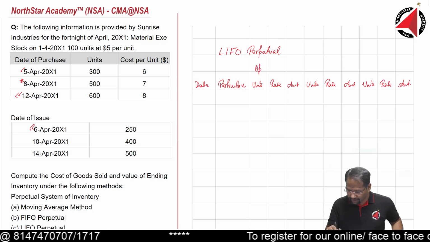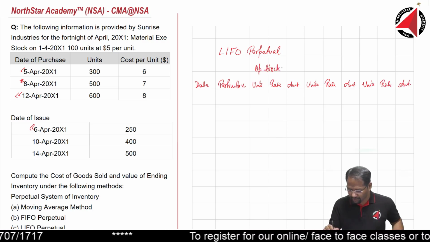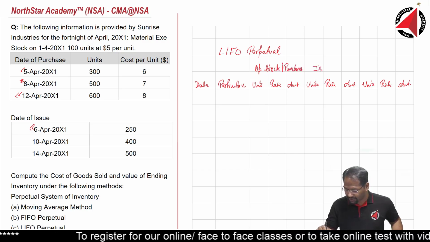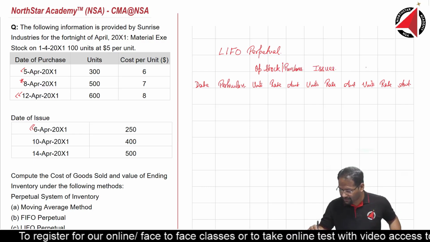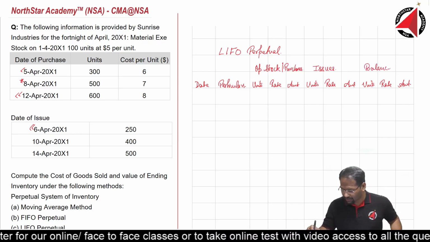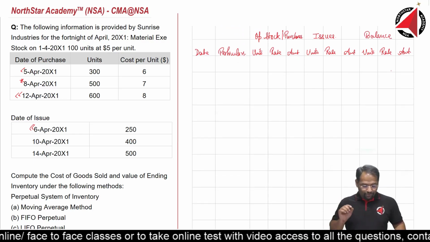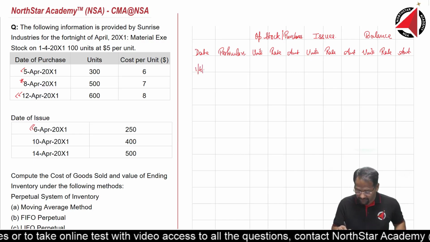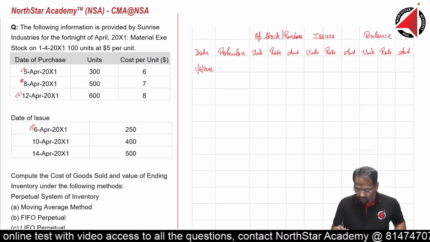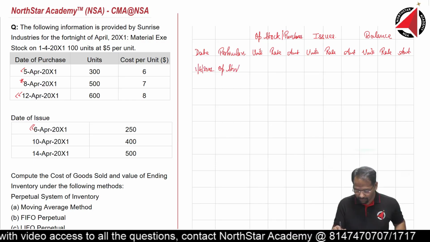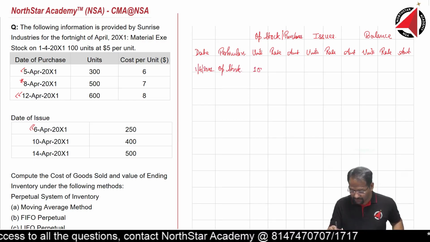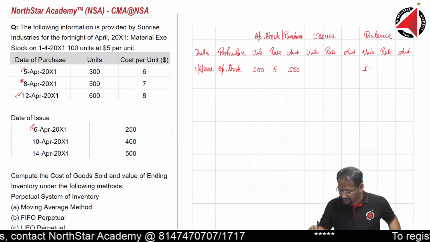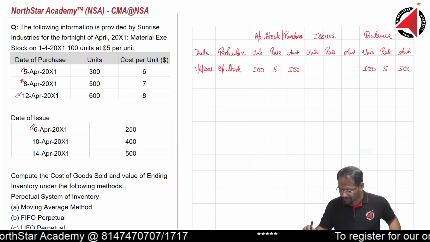First one opening stock slash purchases. Next is issues. And last one balance or closing stock. All right. Let's go again in the order of the date. First, we have 1st of April 2011 opening stock. How much is the opening stock? 100 units at the rate of 5 per unit and 500. Balance is 100 units at the rate of 5 per unit and 500.